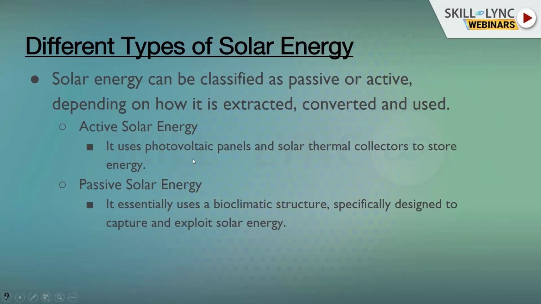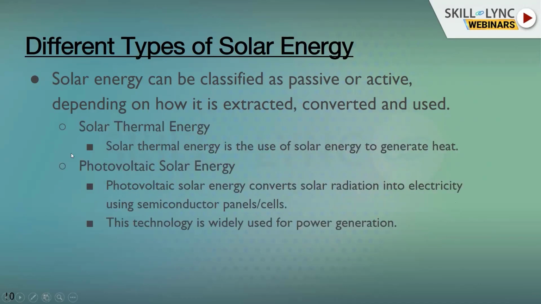Only active solar energy is widely used, and within active solar energy there are photovoltaic panels. Solar thermal collectors have only a 2% contribution, and photovoltaic panels have more than 80% contribution in solar energy. The rest are residential and commercial appliances like solar heaters and street lighting, etc.